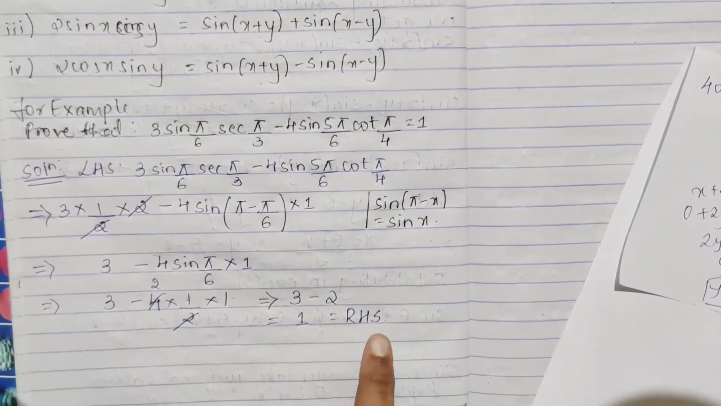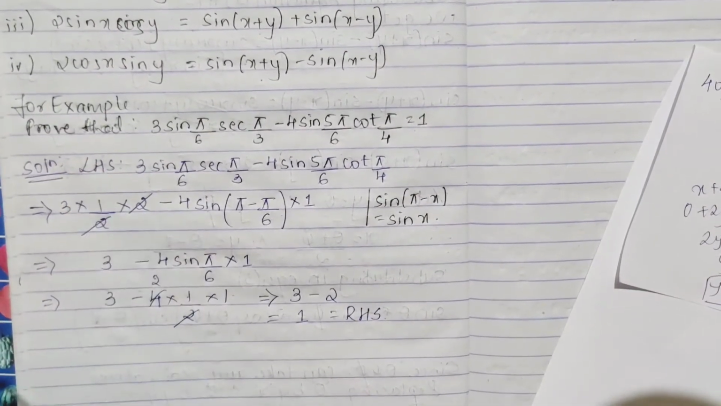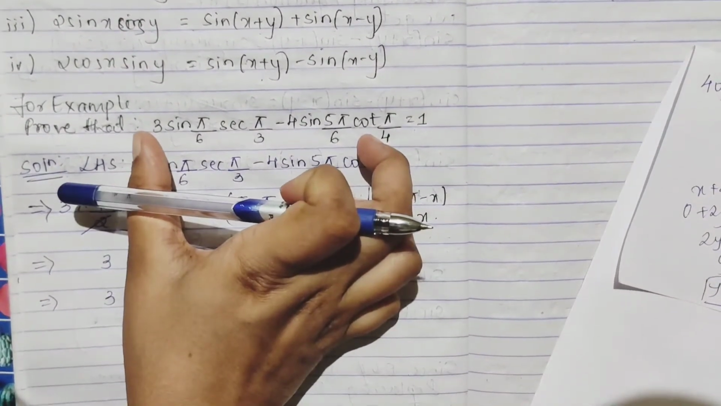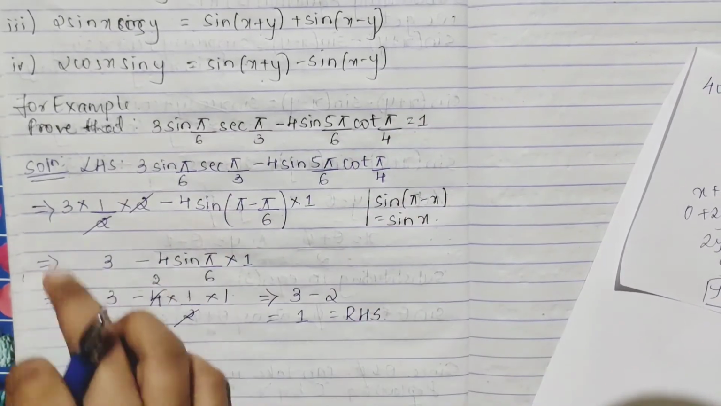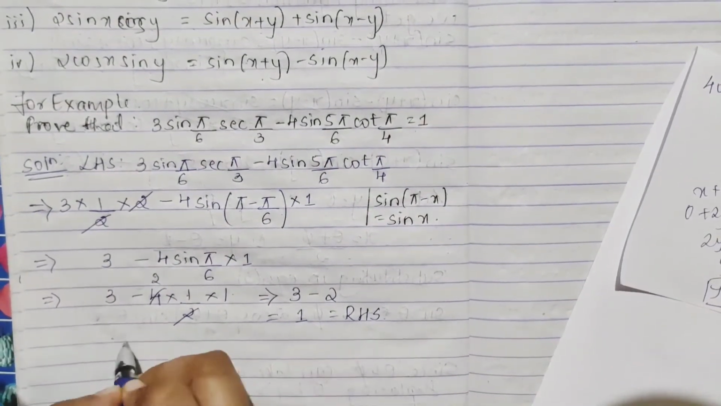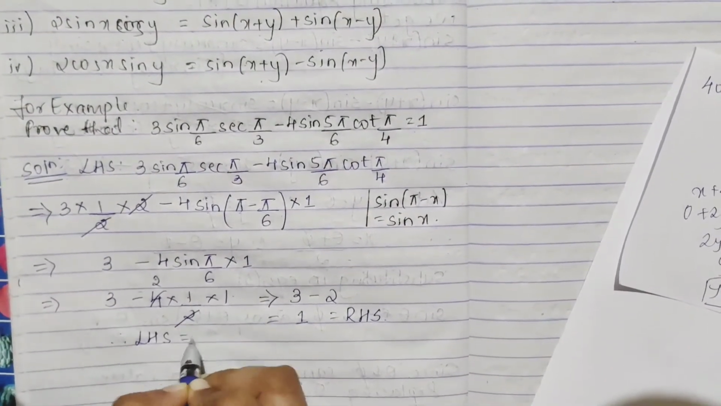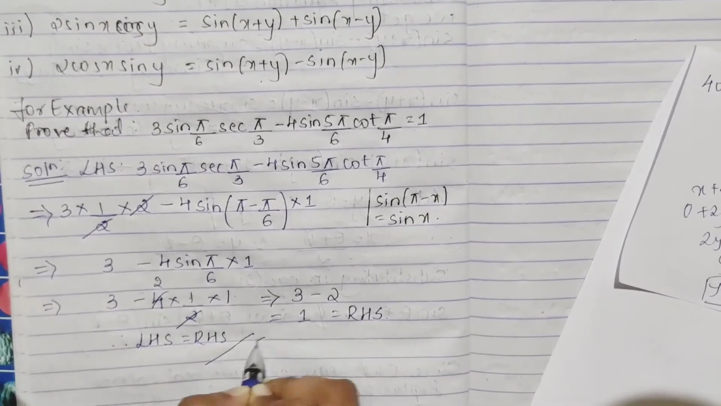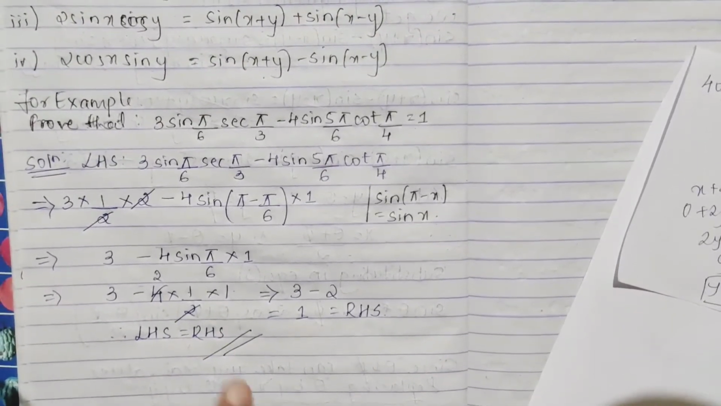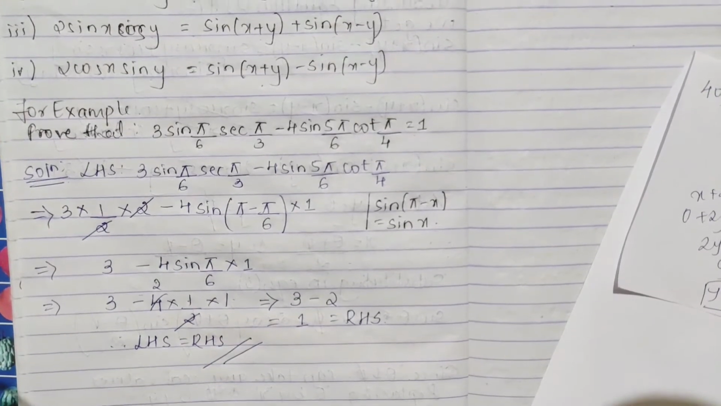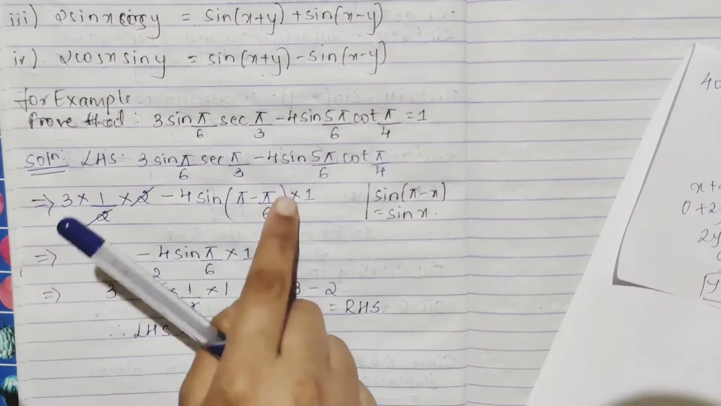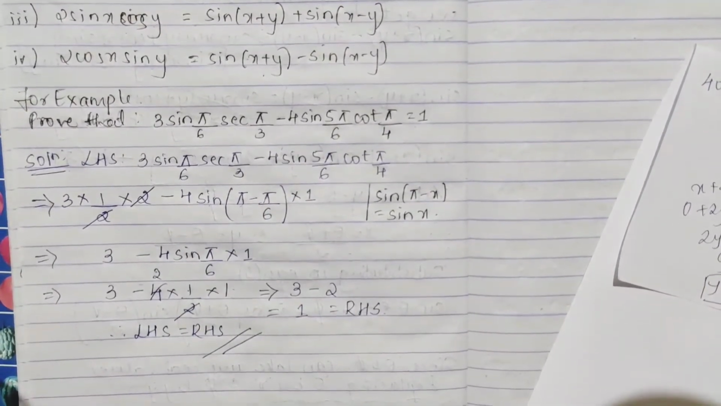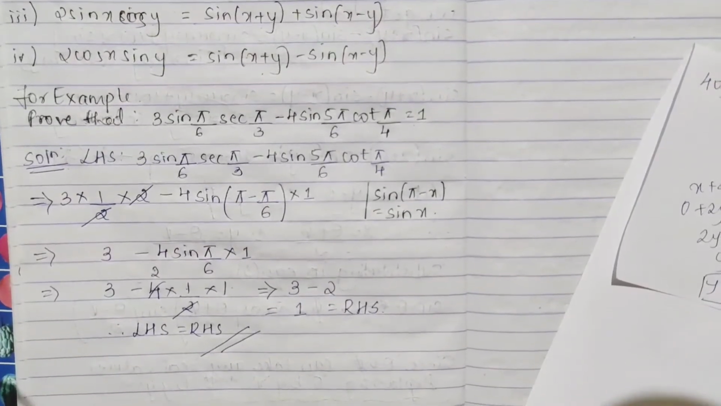RHS means right hand side, LHS means left hand side. See, they had said you have to prove this is equal to 1. So we have proved our LHS is equal to 1. So therefore you can write LHS is equal to RHS. Understood? Simple. If you remember the values, it is very easy for you, and overall you have to use your identities. Okay, now we'll see our exercise part.